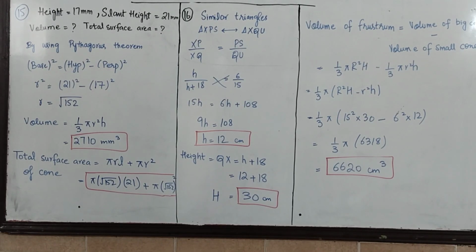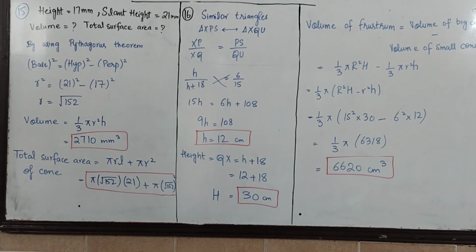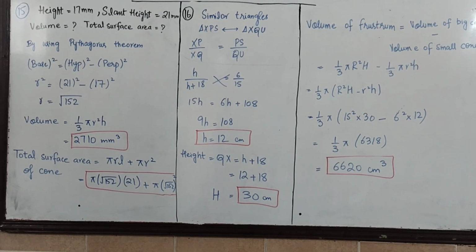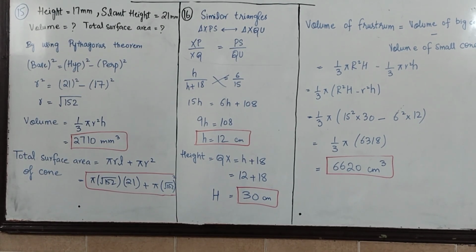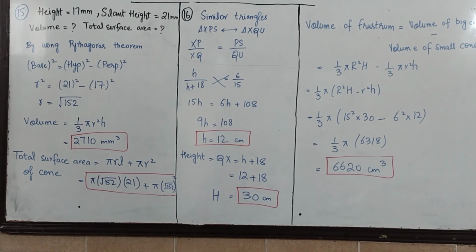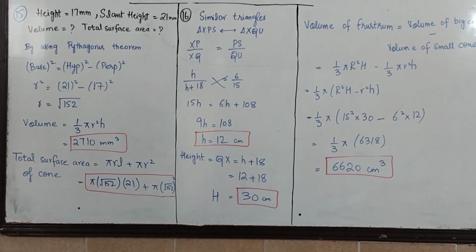Now let's move towards our exercise 12b, question number 15, in which we are given the height and the slant height. You have to find the volume and the total surface area. Again, by using Pythagoras theorem, base square is equal to hypotenuse square minus perpendicular square. So you will get the base radius. Radius is equal to hypotenuse, which means the slant height, and perpendicular means the height. So radius is square root 152.